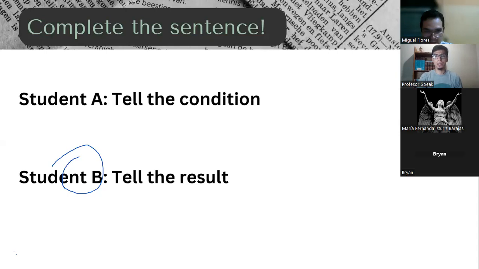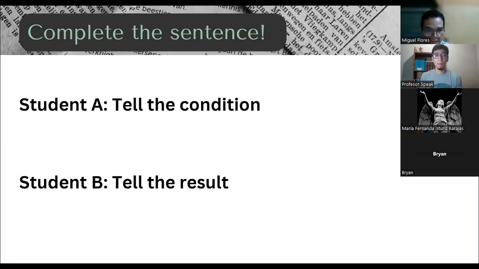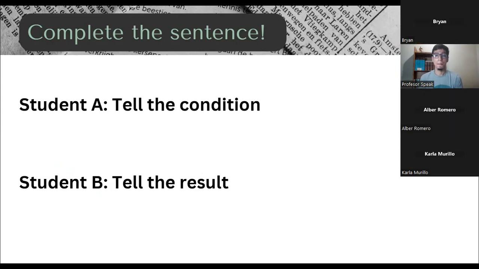I think you are ready to practice. So what we will do is we are going to have some practice so you don't get sleepy. Student A will tell the condition. How do we start the condition, guys? With if, okay. And what is the tense that we will use for the condition? Present simple. Perfect. If you don't go tomorrow, if she doesn't come here, I will not pay her.